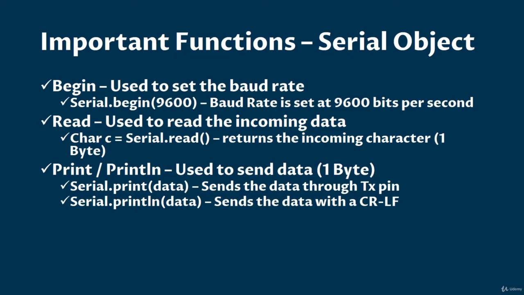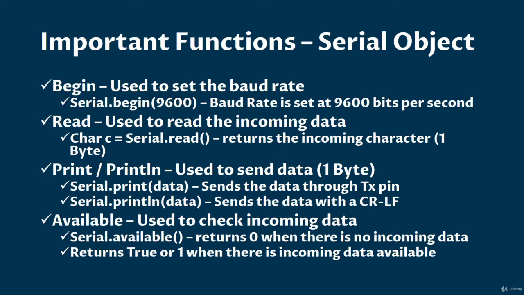There is another function called print or println. It is used to send data of 1 byte. So when we are using serial.print within bracket data, it sends the data through the tx pin. When we are using serial.println within bracket data, it sends the data with a carriage return and line feed. So if you want a new line, then use this println.